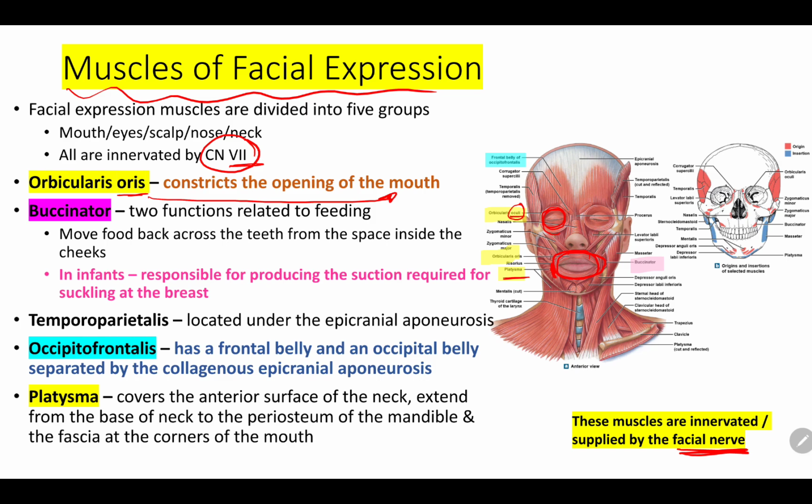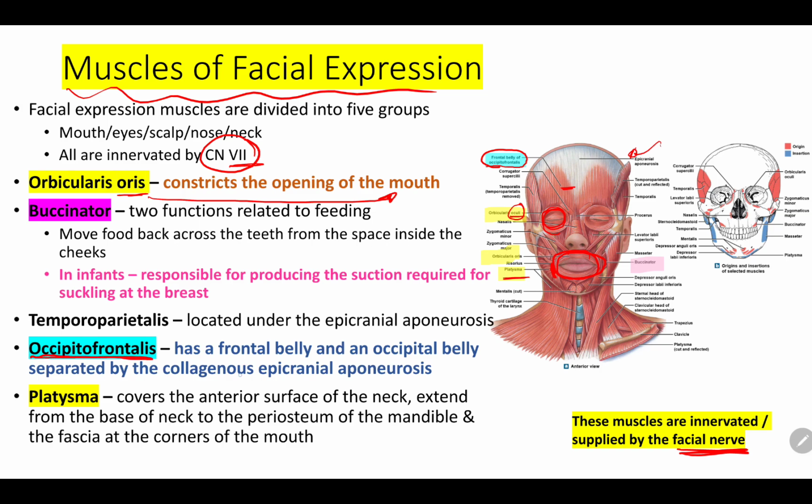So now, when we're looking at some of these, I also want you to look at that occipitofrontalis muscle. You have a front belly and a back belly. The back belly is going to be over the occipital bone, basically. That's why it's called the occipitofrontalis.